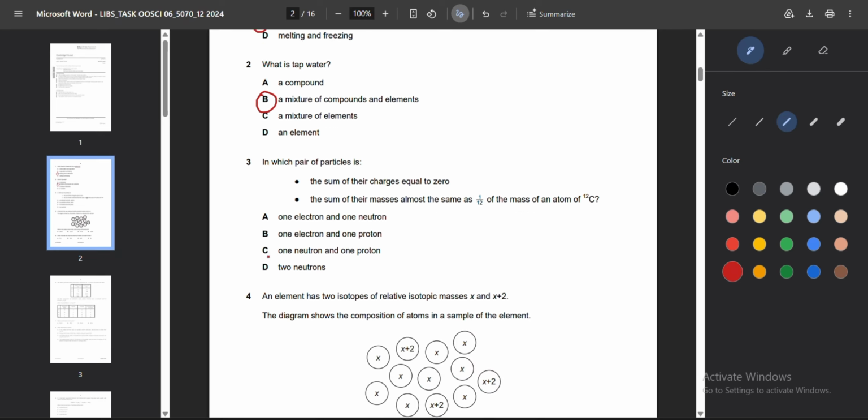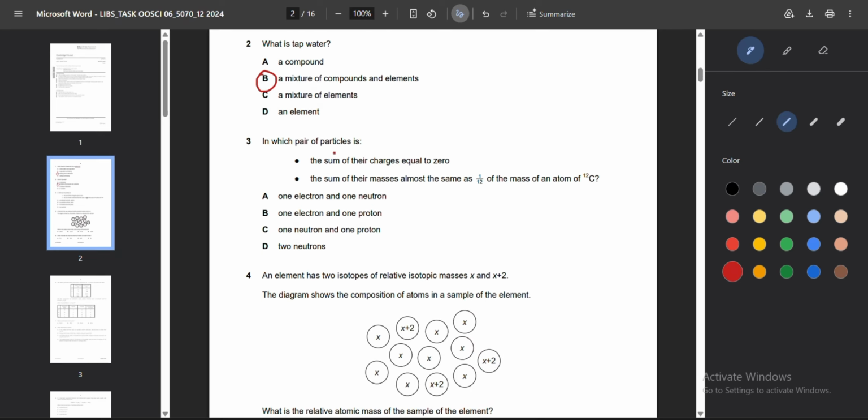Question number 3. In which pair of particles is the sum of their charges equal to 0 and the sum of their masses almost the same as 1/12 of the mass of an atom of carbon-12? 1 electron and 1 neutron, 1 electron and 1 proton, 1 neutron and 1 proton, or 2 neutrons. So if you take 1 electron and 1 proton, electron has a charge of -1 and proton has a charge of +1. So what is the sum? The sum of these charges is equal to 0.